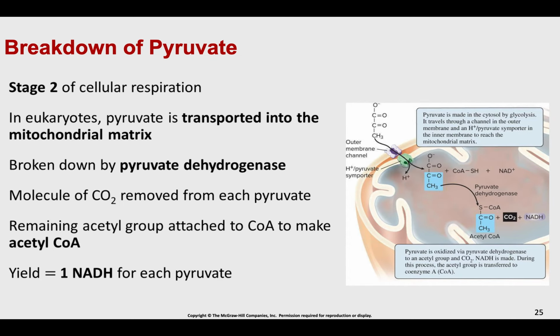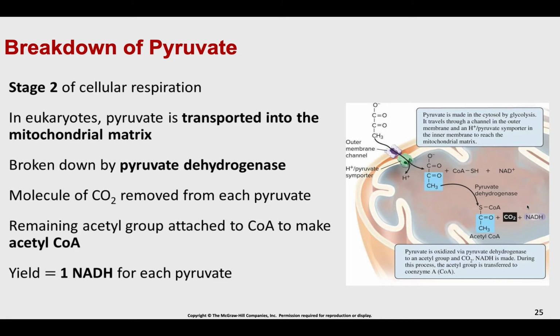This is where the breakdown of pyruvate is going to happen. So this is step 2. It's going to be transported into the mitochondrial matrix. Now it is a relatively larger molecule, so it uses these channels and these symporters to get through both membranes. And once it gets in, it's going to be broken down by the enzyme pyruvate dehydrogenase. Essentially, a molecule of CO2 is going to be removed, and it's going to leave an acetyl group. That acetyl group is going to attach to a molecule of CoA, short for coenzyme A, and that creates acetyl-CoA.